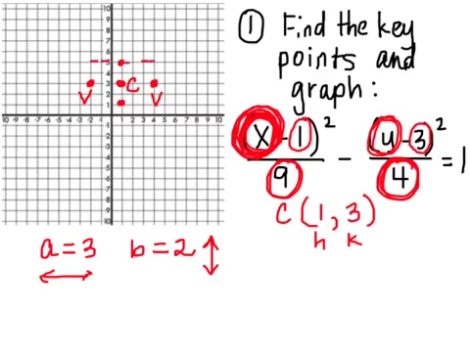Our box is going to consist of vertical and horizontal lines which go through the 4 points that we have in a horizontal and vertical direction. So that creates our box. Our box is mostly important because it creates our asymptotes. And so we're going to do diagonals through the box, which make our asymptotes.